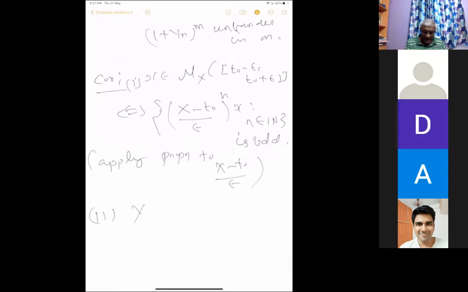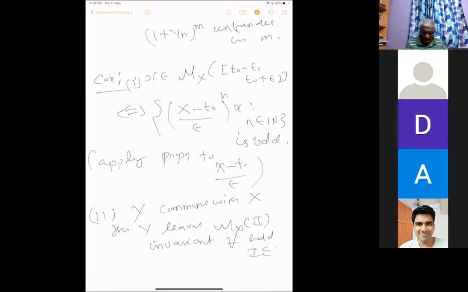Second, if y is an operator which commutes with x. Should it be self-adjoint or something? No, there is no need. Any operator which commutes with x, need not be self-adjoint. Then y leaves mxi invariant, for any bounded interval I.